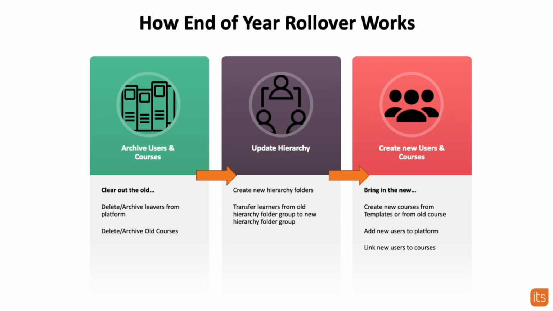So what we're saying here is, do we delete or archive? If we delete, we save space, but if we archive, we save grades. That's a decision we have to make. Do we need to maintain grades, in which case we have to archive, or do we not need to maintain grades, in which case we can delete and save ourselves some storage space along the way? So we first archive out the old, we then update our hierarchy, we then create the new. Pretty simple, three steps so far.